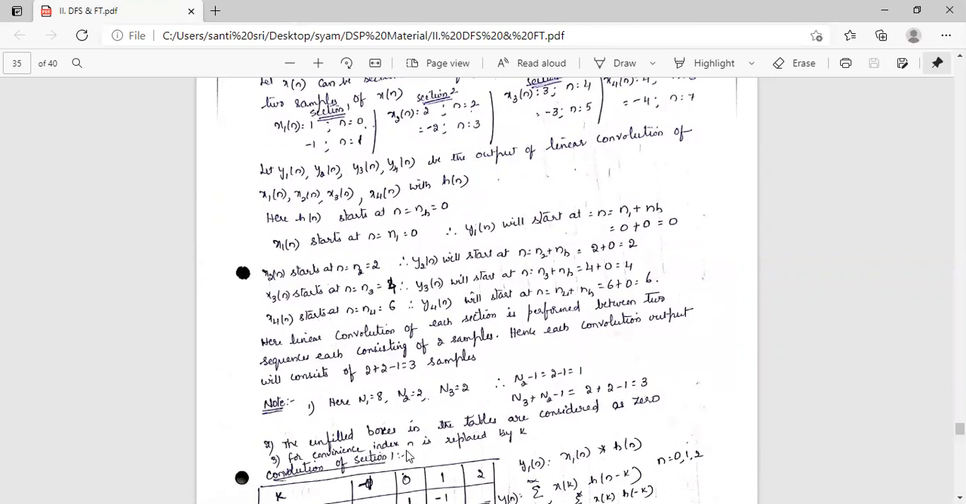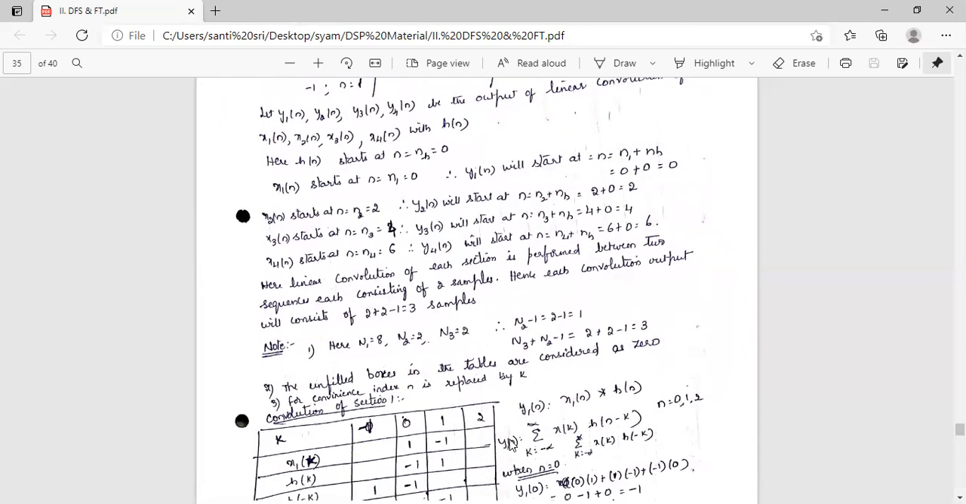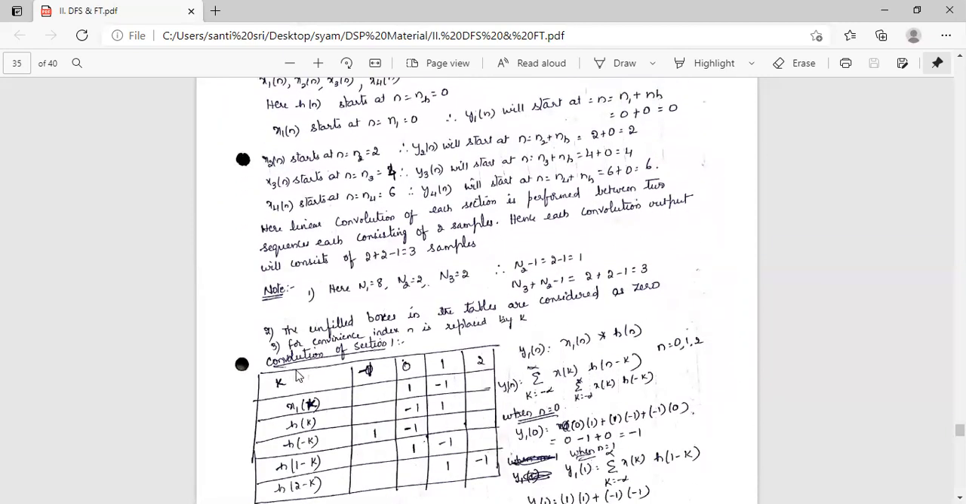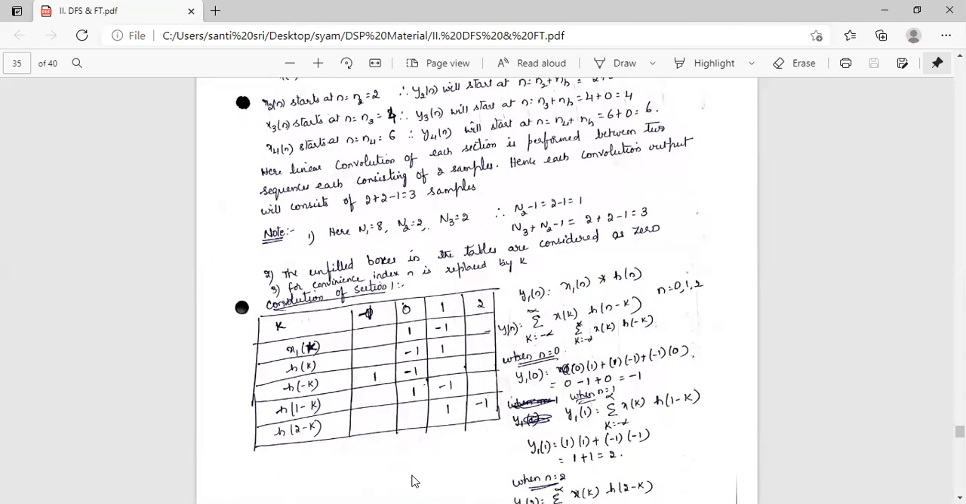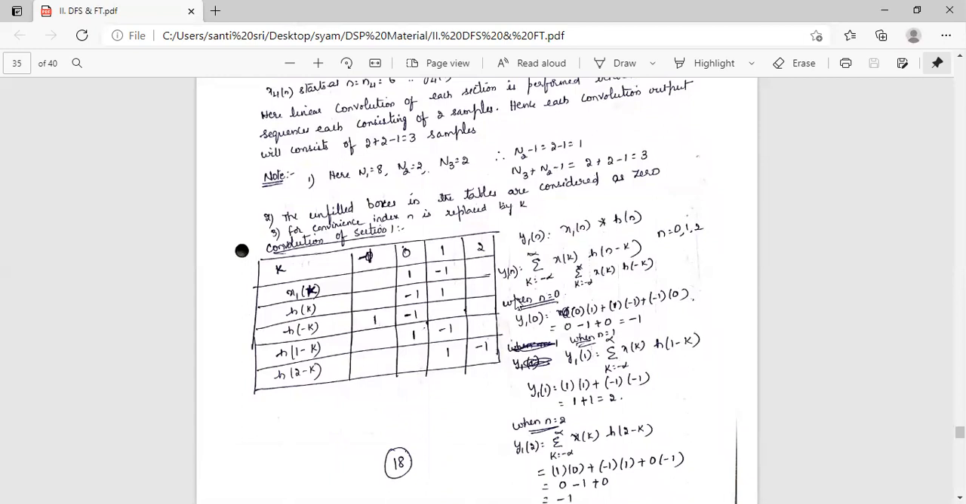For convenience, index n is replaced by k. So for k equal to 0, 1, 2, x1 of k starts from 0, with values 1 and minus 1. Then h of minus k, h of 1 minus k, h of 2 minus k are shifted like this. y1 of n is x1 of n convolved with h of n, so y1 of n equals the sum over k of x of k, h of n minus k. When n equal to 0, this is h of minus k, so x of k into h of minus k.